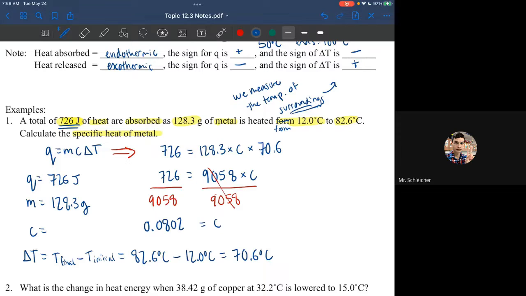And just to be extra correct, let's put the correct units as well. Since we calculate specific heat, this should be joules per gram degree Celsius. I'm kind of squishing it in there, but we just solved the specific heat of our unknown metal.